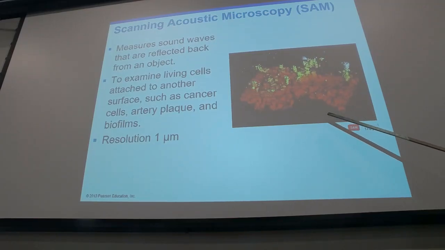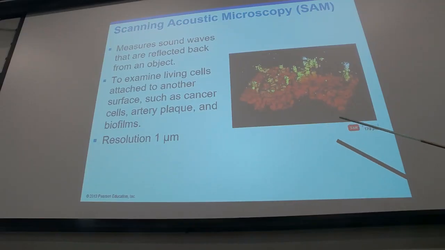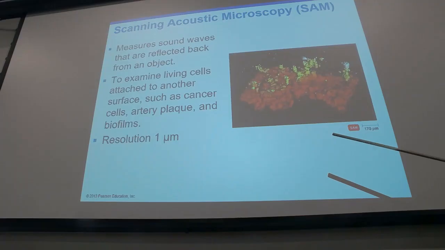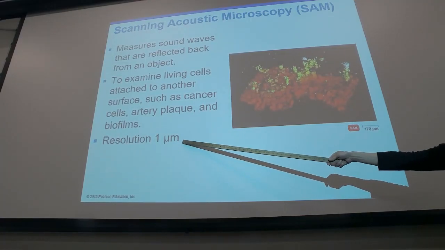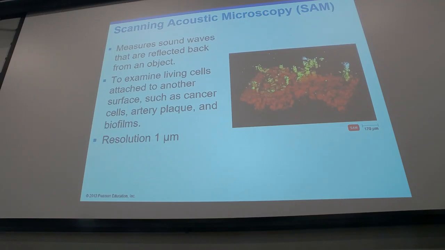Like it can be the surface of cancer cells, the plaque in an artery, which is basically an obstruction inside an artery, or it can be a biofilm. The resolution is very high, up to 1 micrometer. So these are very nice microscopes.